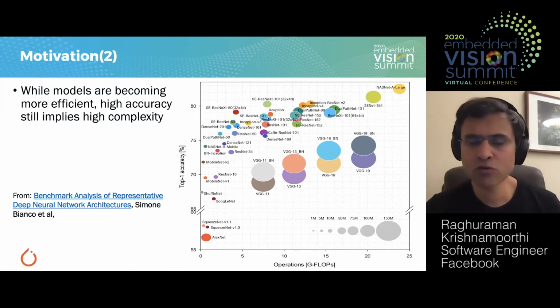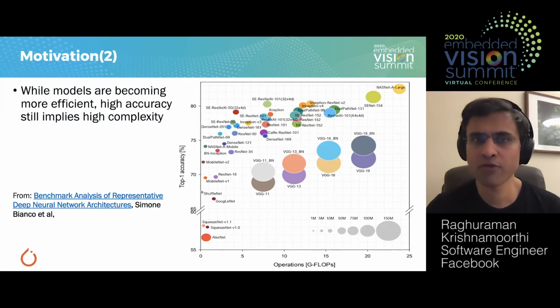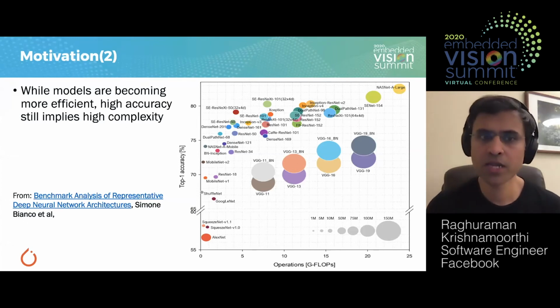And this is true for other domains. For example, if you take natural language processing, the same trend has repeated in the case of transformers. You had BERT, which was followed by GPT, which was followed by GPT-2, which was followed by the huge GPT-3 models.